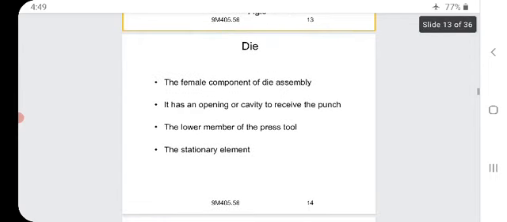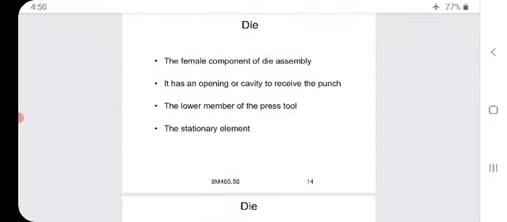Die. The die is nothing but a female component of the die assembly. It has an opening or cavity to receive the punch. It is the lower member of the press tool, and it is a stationary element.